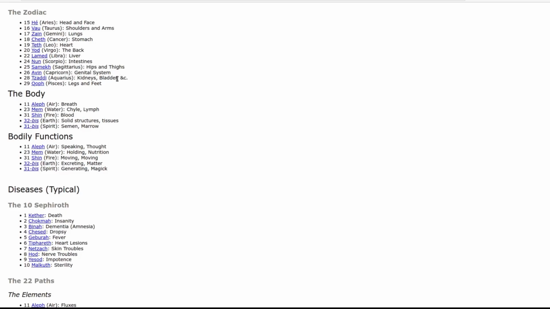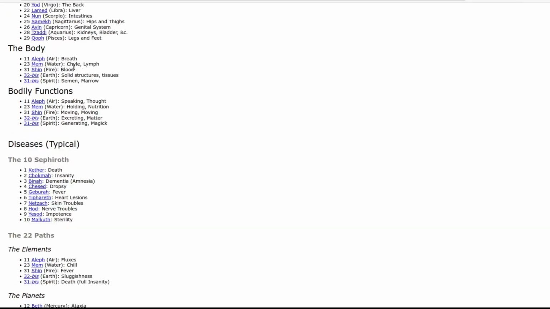Aquarius, kidneys, bladder. Interesting. Again, traditionally it is the ankles, which is Aquarius, but the ankles do relate to the bladder and kidneys, so there is a relation between that. And Pisces, the legs and the feet. And then we have the body.